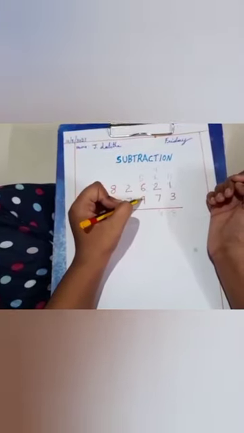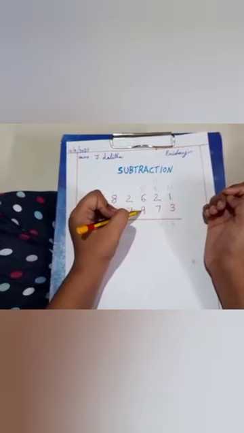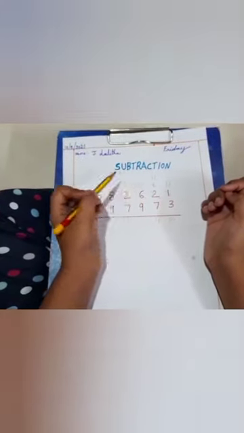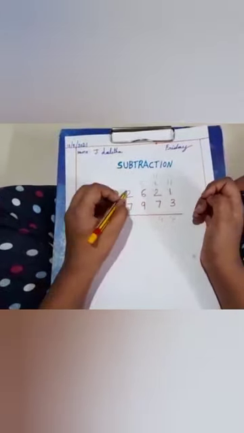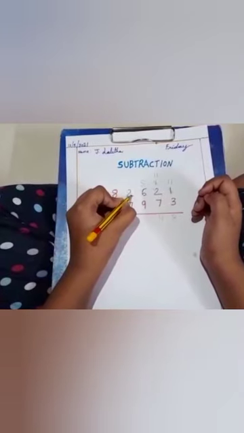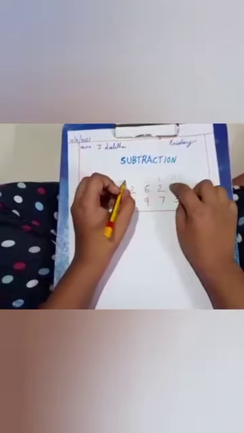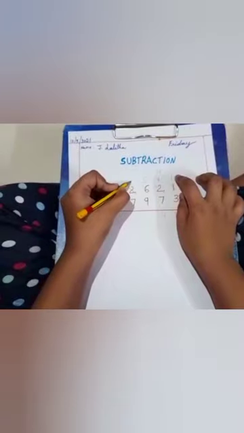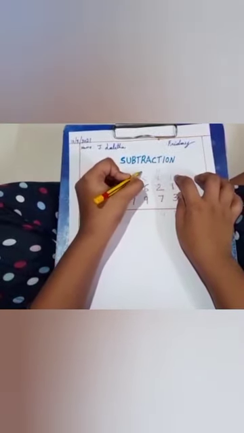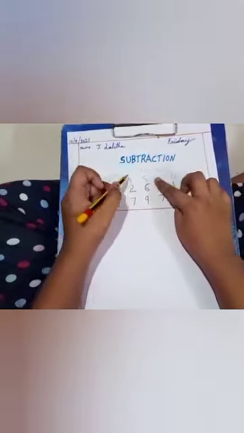We cannot subtract 9 from 5. That's why we take borrow. And 2 became 1 and 5 became 15.